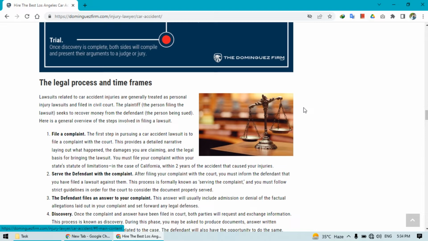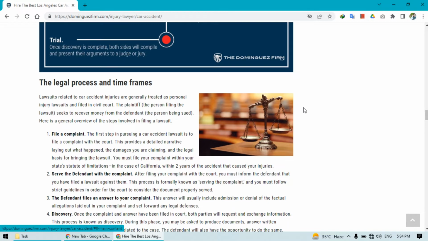Number 2, serve the defendant with the complaint. After filing your complaint with the court, you must inform the defendant that you filed a lawsuit against them. This process is formally known as serving the complaint, and you must follow strict guidelines in order for the court to consider the document properly served.